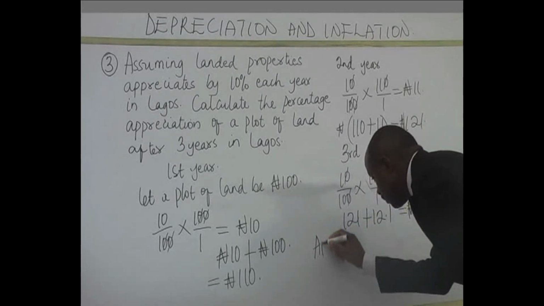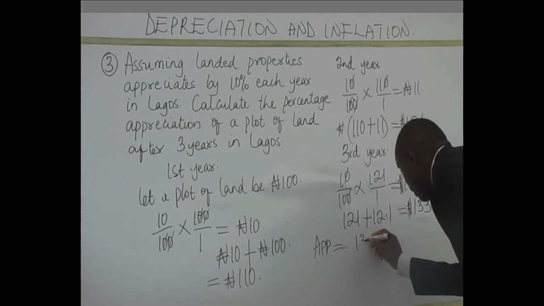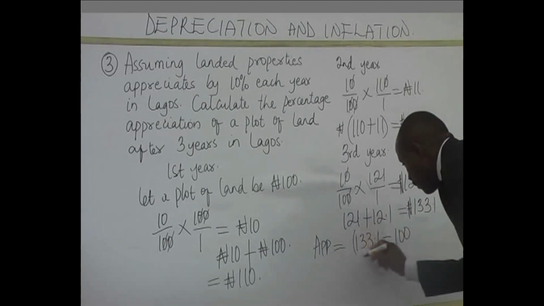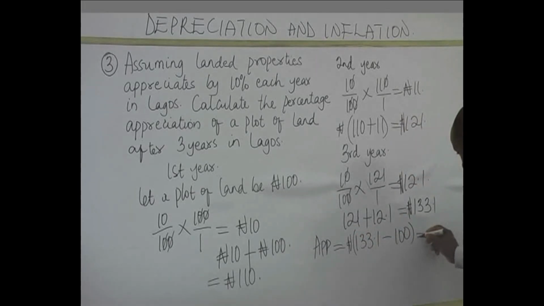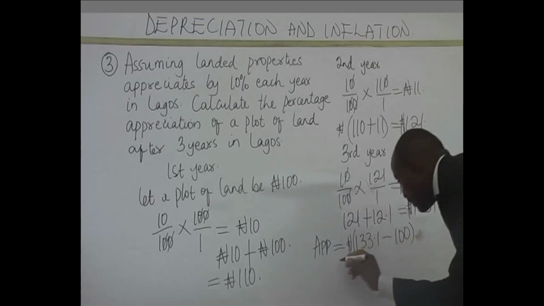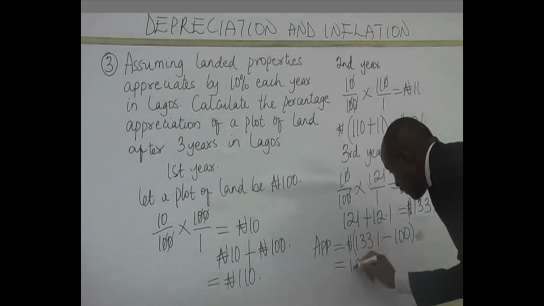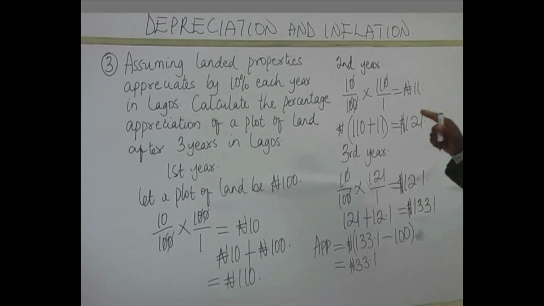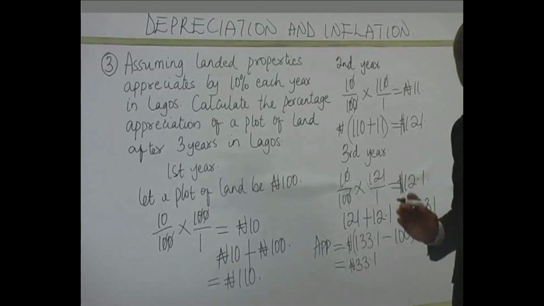Appreciation is equal to 133.1 minus 100, all in naira. When you subtract this, let me write it here, you're going to have 33.1 naira. So this is the appreciation. What the question asks for is percentage appreciation, not just the appreciation.